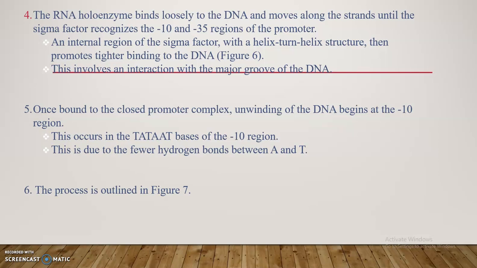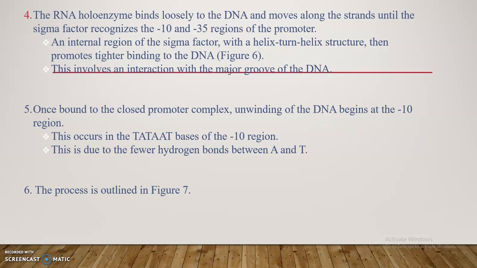Then only can we find the actual part where we need to undergo the transcription. The internal region of the sigma factor, with the helix-turn-helix structure, then promotes tighter binding to the DNA. The DNA is a helix-like shape, and this helix-like shape promotes tight binding to the DNA. It binds very tightly, and this involves the interaction with the major groove of the DNA. Once bound in the closed promoter complex, it unwinds the DNA beginning at the minus 10 region.